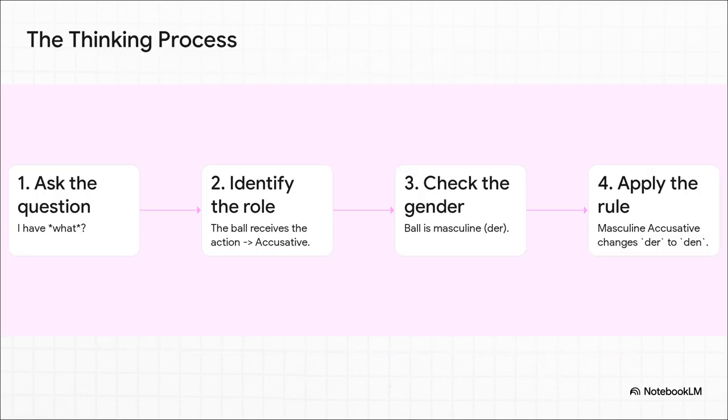Let's just walk through the logic step by step. First, you ask the key question. I have what? The answer, the ball, is receiving the action of having. That's the accusative's job. Okay, next step. Check the noun's gender. Ball is masculine, der Ball. And finally, you apply our one and only rule for the accusative. Masculine changes from der to den. It's a perfect, logical flow every time.